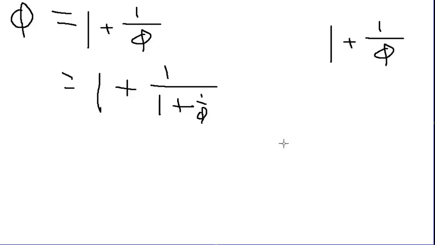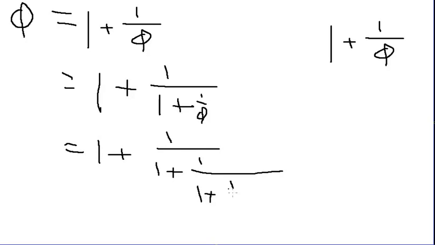Nothing but ones. So let's see how we get that. In this next step, instead of a phi here, I'm going to write 1 plus 1 over phi, since phi is equal to 1 plus 1 over phi. And then instead of that phi, I'm going to write 1 plus 1 over phi again.